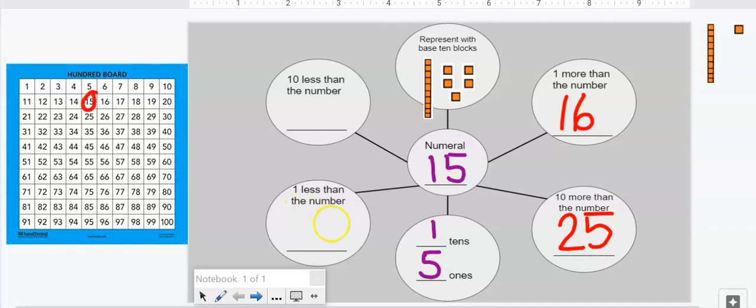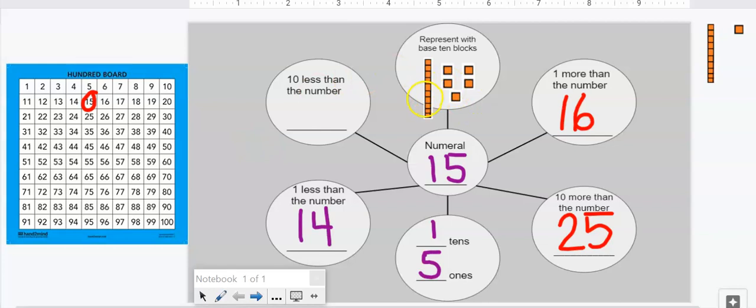Okay, so now I have to think about one less than the number. What's one less than the number 15? I can use my 100 chart here. Think backwards. So that is 14. Ooh, here's one. What's 10 less than the number? So if I have 15 on the 100 board, how could this help me? I want you to think about that.